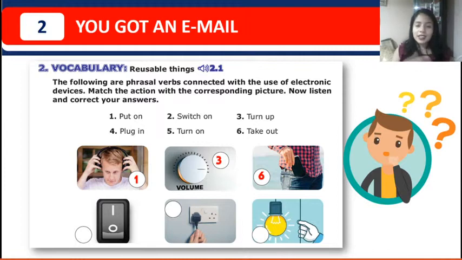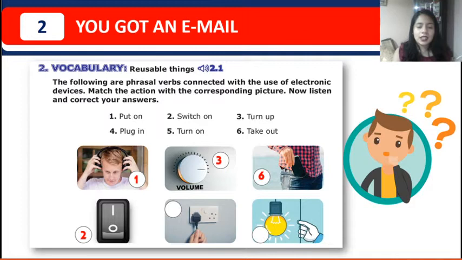Okay? The next picture, please. Here you have. Very good, right? Excellent. Here we have switch on. Look, this device is a switch. This is a switch. So, the action, remember, is switch on or switch off. Yes, switch on in this case.